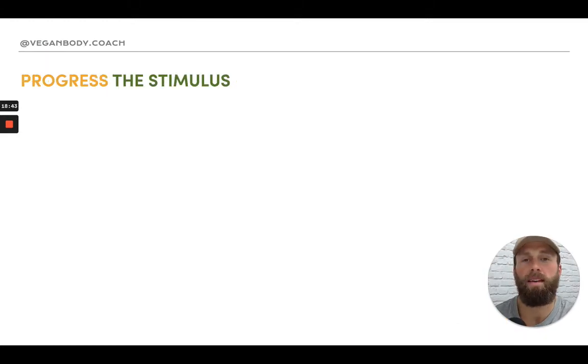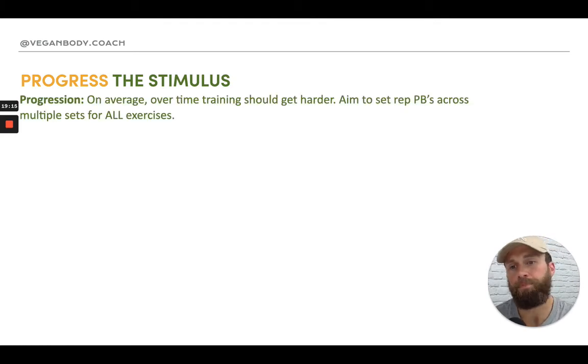So from there, what do we need to do next? You've got your initial program sorted, and we're going to give you a summary of all that stuff we just covered at the end of this presentation as well. But once you've got all that sorted, you need to be able to progress the stimulus. And like we talked about before, some of the main issues with the fitness industry and many of the fitness modalities that people like to follow, whether it's circuit training or high intensity interval training classes, things like this, they don't have the ability to progress the stimulus over time. On average, over time, training should get harder.